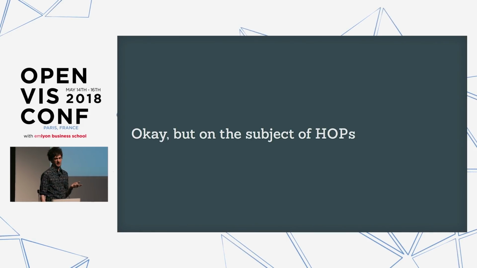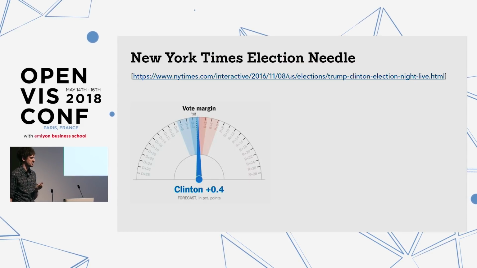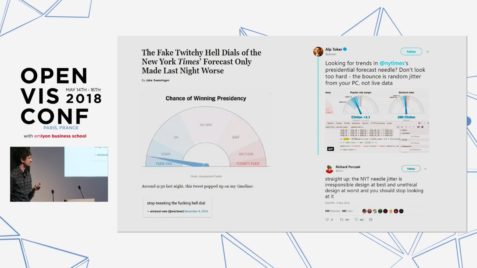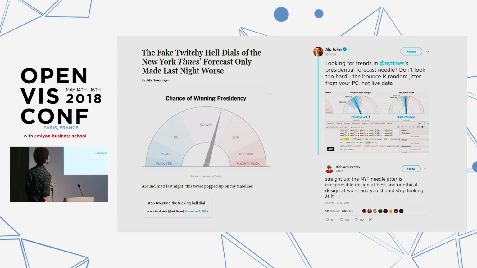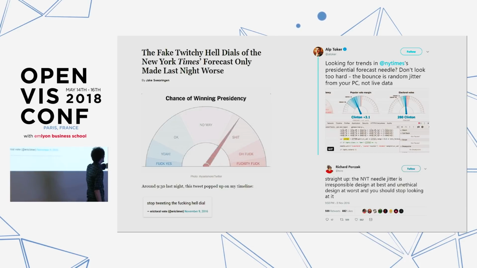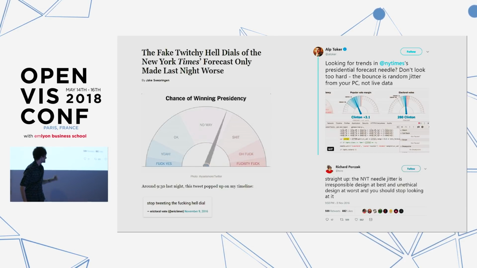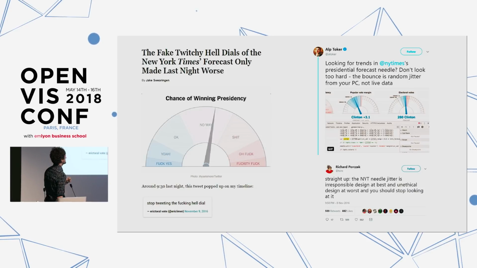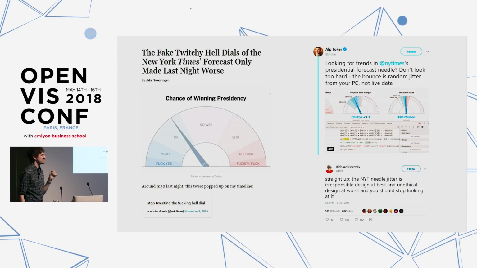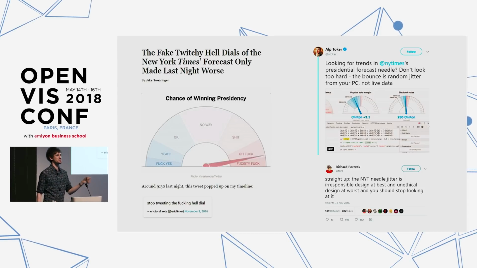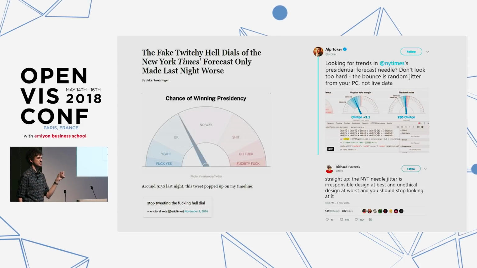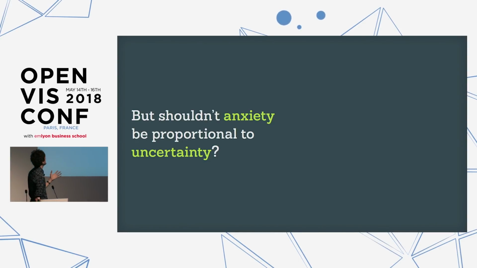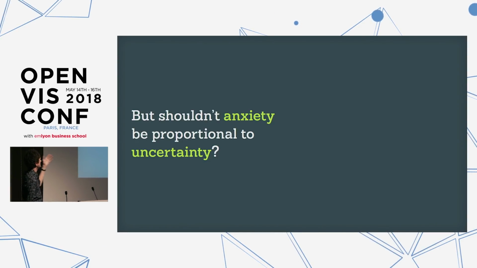But on the subject of HOPs, we had a nice discussion yesterday about the New York Times election needle. I actually like the reaction to the New York Times election needle. I think this one's my favorite: "The New York Times needle jitter is irresponsible design at best and unethical design at worst, and you should stop looking at it." I actually disagree with this. I think one of the things that the New York Times election needle did is it made a whole bunch of people anxious, and it made them anxious because they couldn't ignore the uncertainty. So really, we want anxiety to be proportional to uncertainty in the case where it's something we actually care about, which I think a lot of people cared about that election. I'm just guessing.